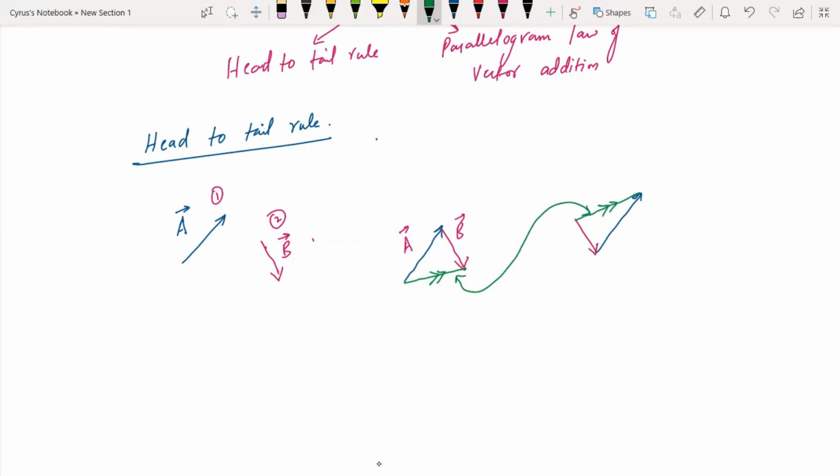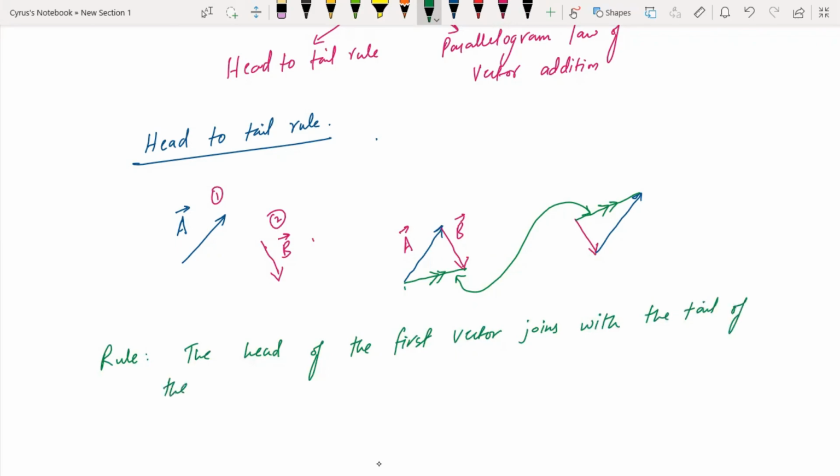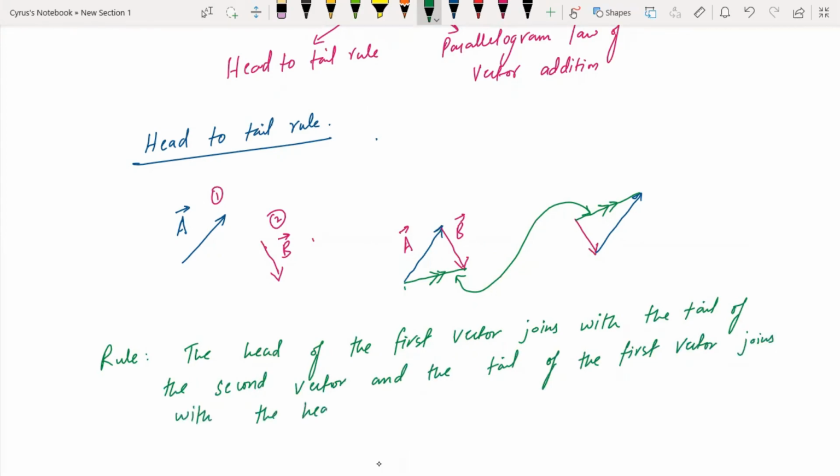ठीक है. The head of the first vector joins with the tail of the second vector, and the tail of the first vector joins with the head of the second vector to give you the resultant. I'm going to write this rule here. The head of the first vector joins with the tail of the second vector, and the tail of the first vector joins with the head of the second vector to give the resultant.